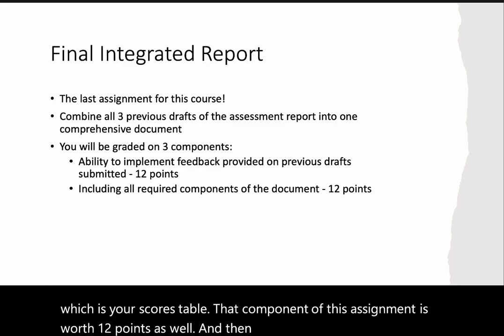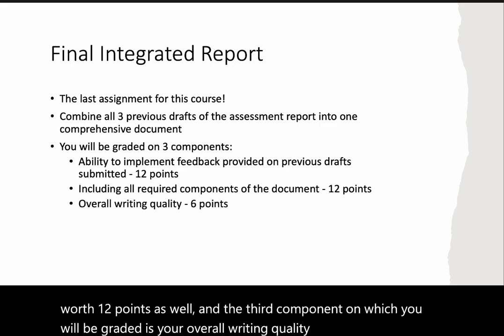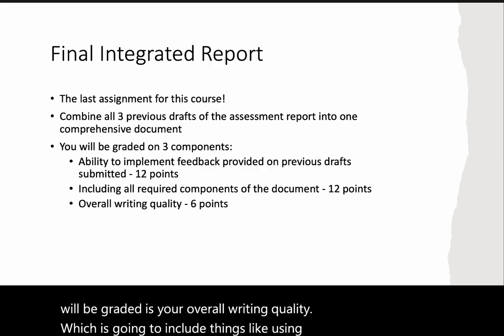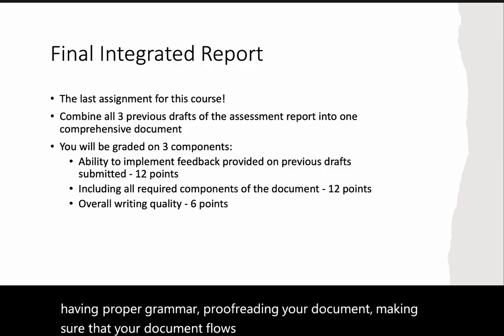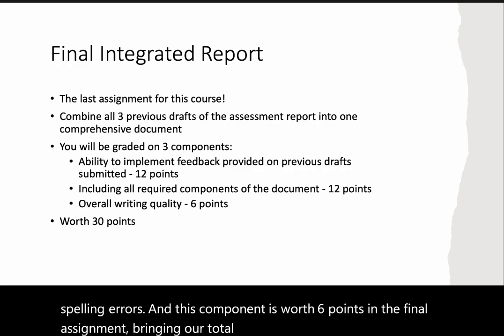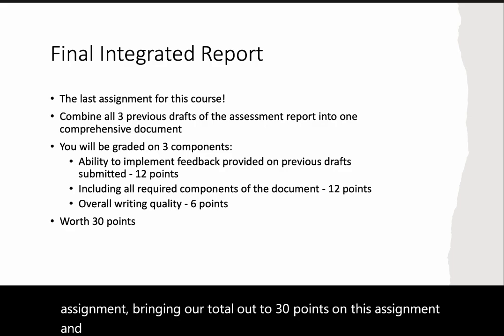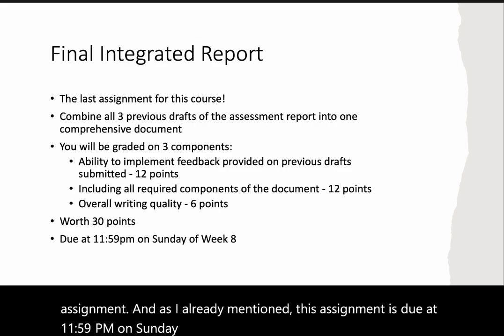And the third component on which you will be graded is your overall writing quality, which is going to include things like using complete sentences, having proper grammar, proofreading your document, making sure that your document flows well, is easy to read, and is free of spelling errors. And this component is worth 6 points in the final assignment, bringing our total out to 30 points on this assignment. And as I already mentioned, this assignment is due at 11:59 p.m. on Sunday of week 8.